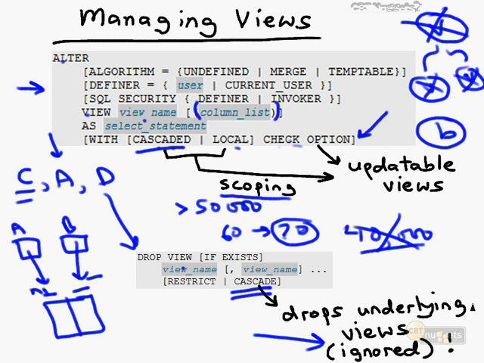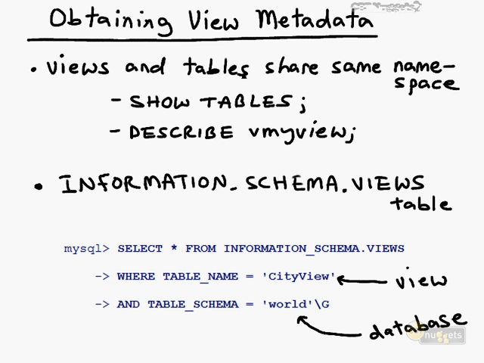Obtaining view metadata. The best way to get data about data with our views is to query the information schema virtual database, and in particular, query the views table within that virtual database.